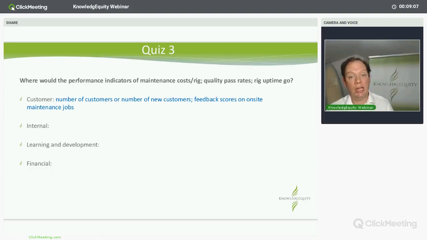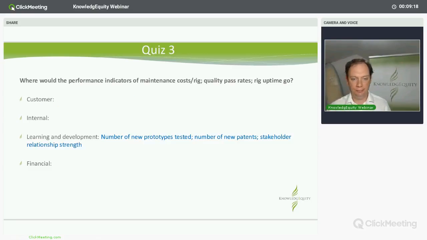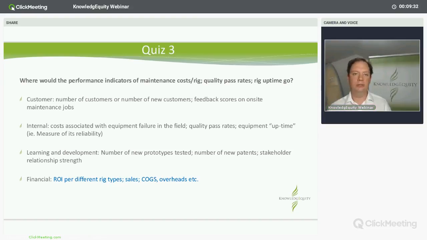Now, what are some of the other ones? Customers: number of new customers, customer feedback about the on-site maintenance, about the quality of the rigs, market share, the number of new prototypes perhaps tested, the number of new patents, their stakeholder relationship strength. Very good at the high level with a customer, haven't quite developed it with the Saudis. Financial, it's more down the accountant's alley. ROIs, is it on different types of products? Is it talking about how the sales are going? Is it measuring the COGS, other fixed overheads, that sort of stuff?